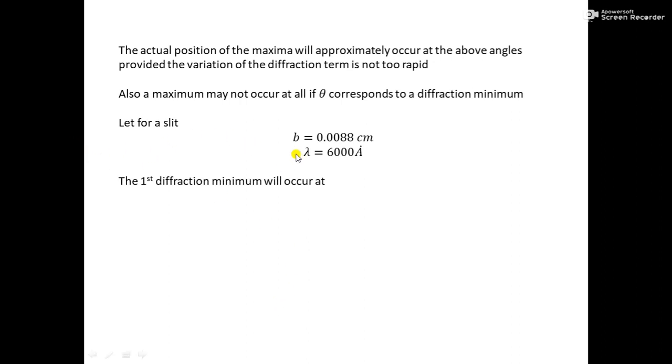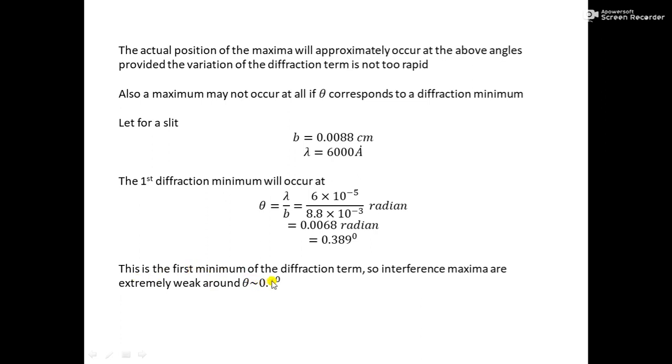Let for a slit, B is equal to 0.0088 centimeter and lambda equal to 6000 Armstrong. The first diffraction minimum will occur at theta equal to lambda by B. This is for the single slit. For single slit, we have seen that the expression for theta will be lambda by B for the first minima. So putting that, we get 0.389. So this is the first minimum of the diffraction pattern. So the interference maxima are extremely weak around 0.4, that is around 0.389 degree.